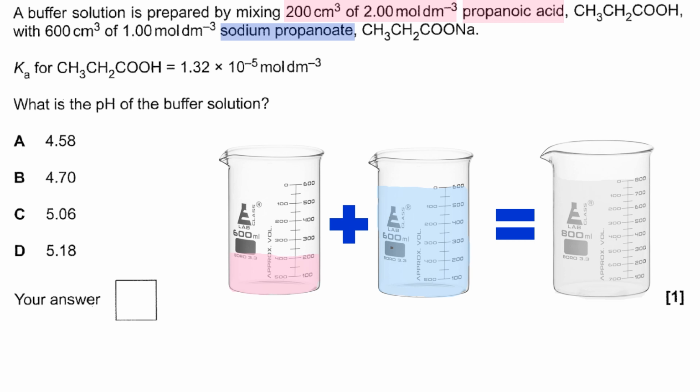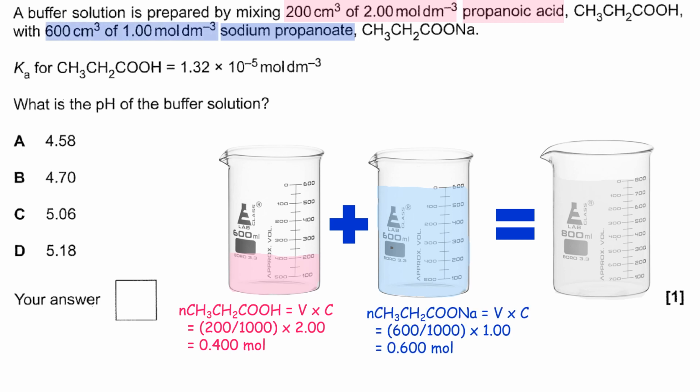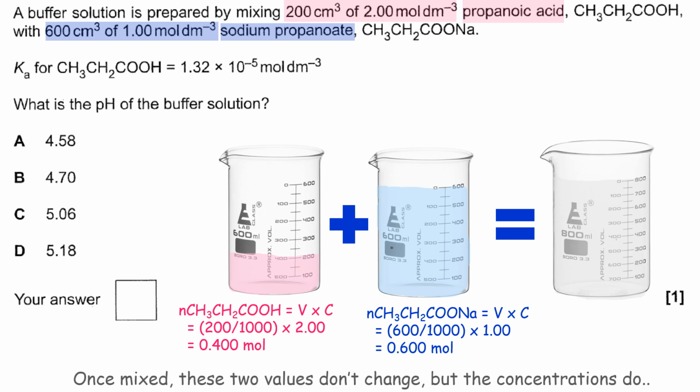So looking at the 200 centimeters cubed of 2 mole per decimeter cubed propanoic acid, the number of moles present in that part of the buffer is 0.4. Doing the same thing to the sodium propanoate, the number of moles present in that part of the buffer is 0.6. So once mixed, because there's no reaction, those two values don't actually change, but their concentrations do.